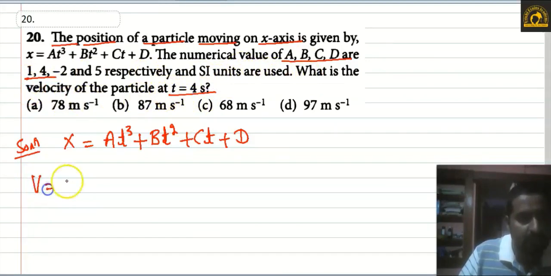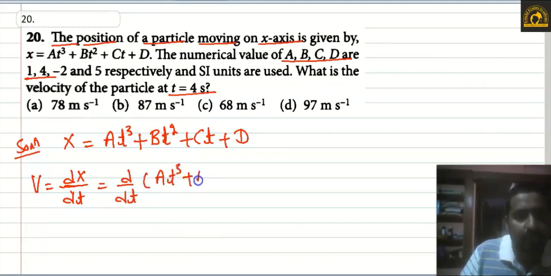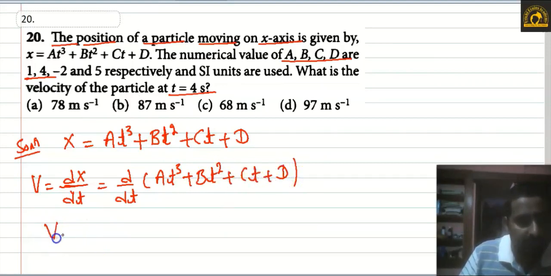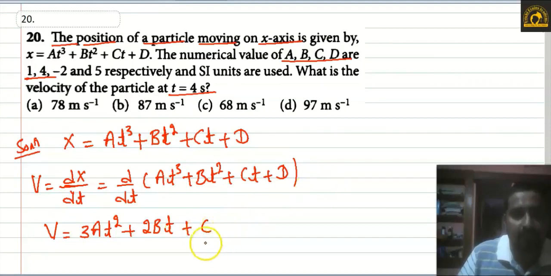Velocity is equal to dx by dt, that is d by dt of A t cube plus B t square plus ct plus d. Now differentiating, we get 3a t square plus 2bt plus c. The differentiation of a constant is 0.